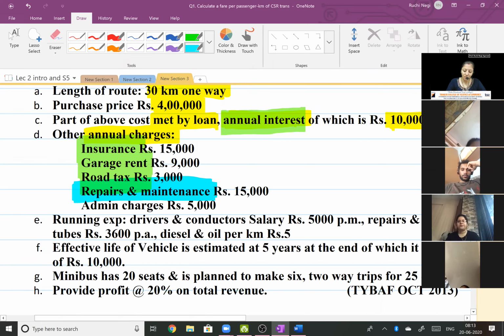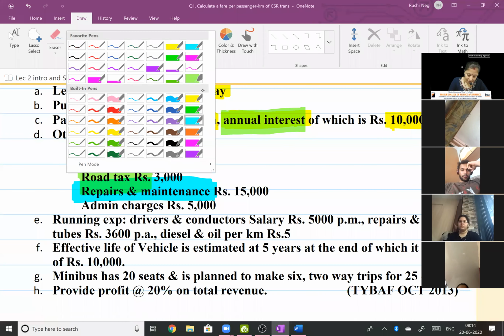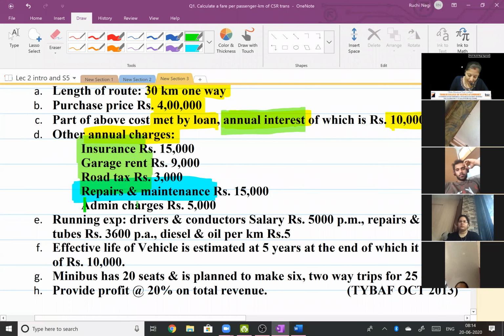Admin charges. Which cost is admin charges? Very good, it's a fixed cost. It comes in which category as per CAS 5? The first item is interest on bank loan. Then it is salary paid to the office staff. In that office staff, you can take it under admin charges or other fixed cost also. Very good. So admin charges.